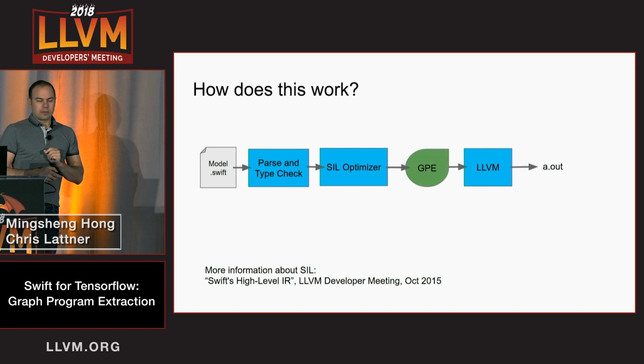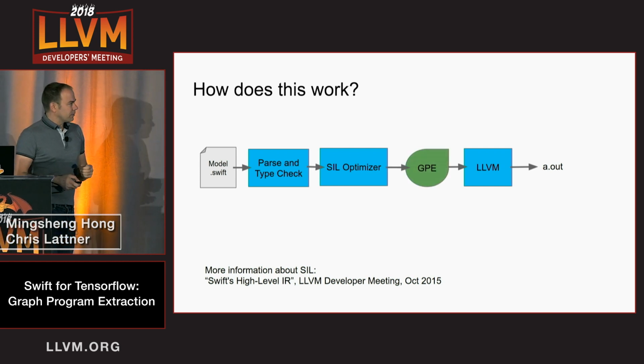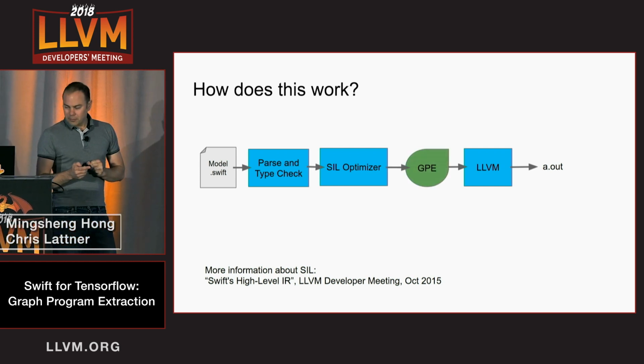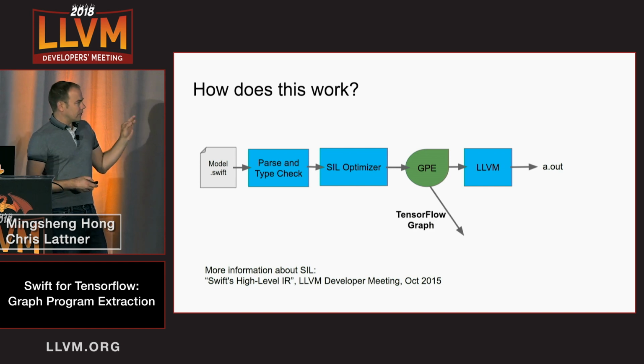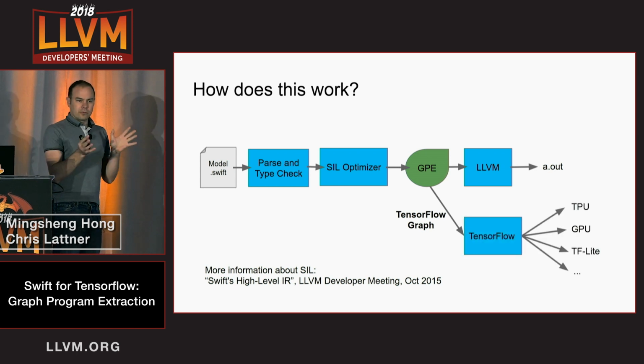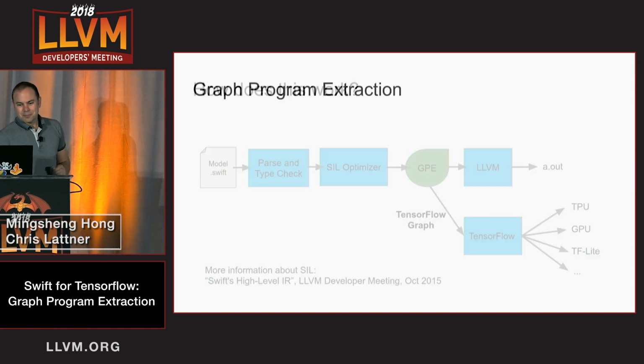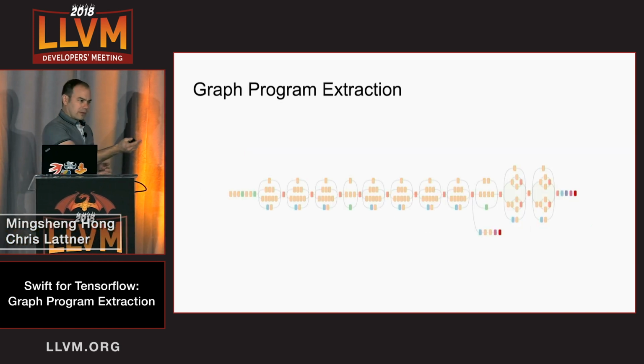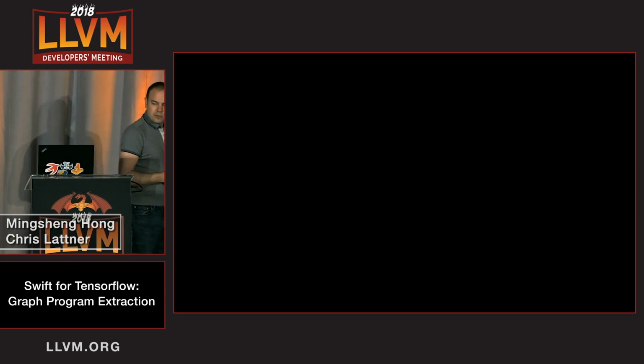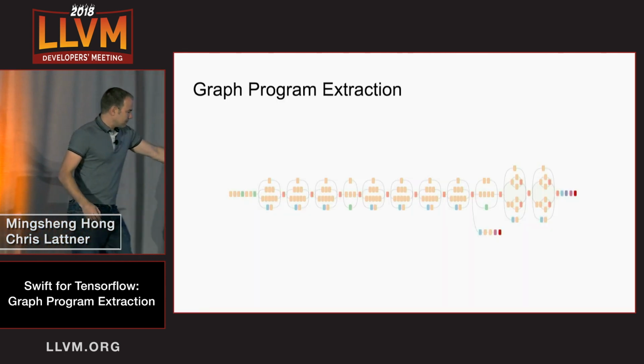But today we're here to talk about this thing called graph program extraction. This is effectively a new phase that gets dropped into the compiler that automatically looks at code through static analysis, extracts a graph, for example, with TensorFlow, and then allows you to deploy this and do high-performance optimizations that we will not be talking about today. So to talk about this more, I'd like to invite Mingsheng, one of my colleagues, up to describe this now.